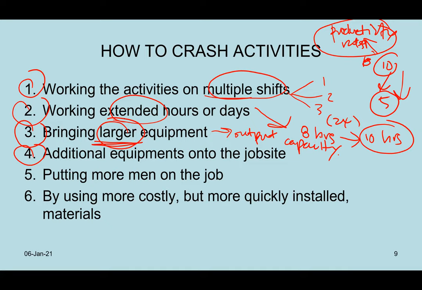Number four, additional equipment. Bring as many equipment as possible. As you can see in the video, if you watch the video later on, you can notice how many cranes are needed in order to construct the building faster. Normally, in a normal building project, there is only one tower crane, because sometimes the area itself is constrained. You cannot put many. But now we are building the tallest building in Malaysia, and you will notice there are multiple cranes. That's why they can speed up the project.